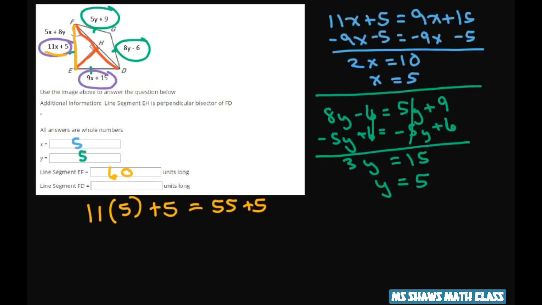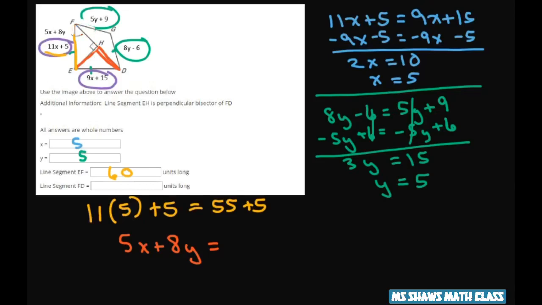And the last one, FD, where's FD? This whole length here is 5x plus 8y. So we're going to plug in our x and y and solve for that.